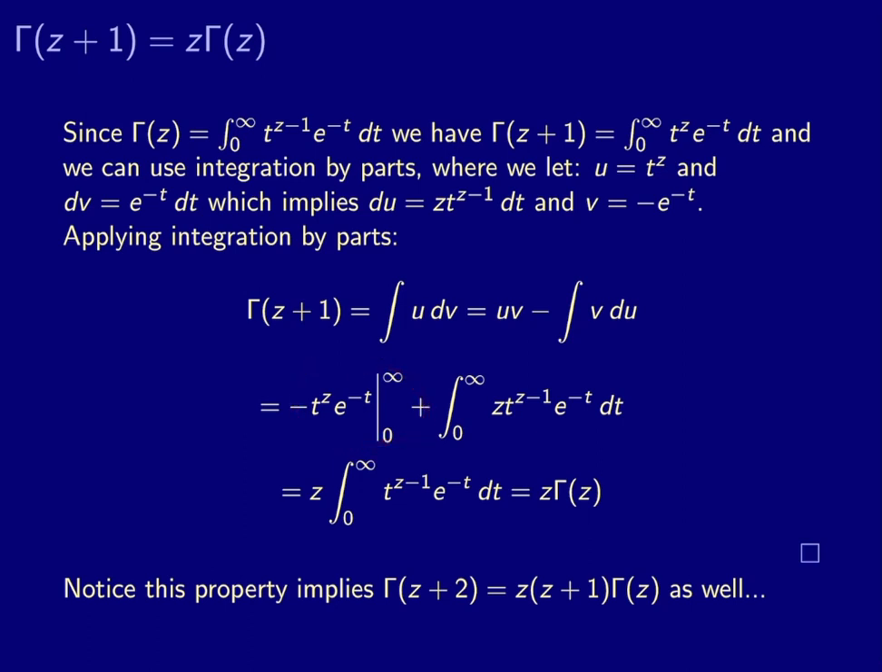Because as t goes to infinity, our e to the negative t goes to 0. And where t is 0, our e to the negative t is 1, and t is 0, so we get 0. And now you'll see that our right integral is just gamma z, when we take our constant z out, and we're done. Now, before I show you our final property of the gamma function, think about this note at the bottom and what this might imply about the gamma function. Think factorial.